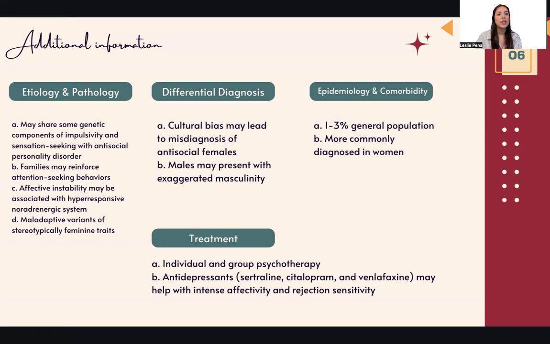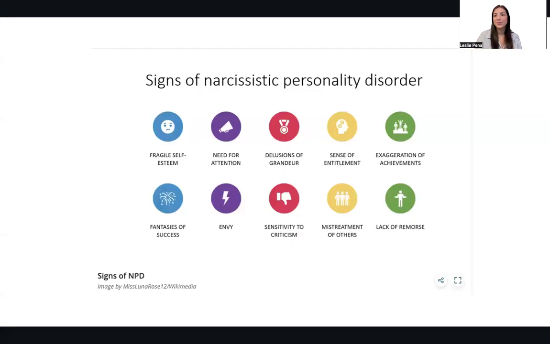They may share some genetic components of impulsivity and sensation seeking with antisocial personality disorders. Families may reinforce attention-seeking behaviors. Affective instability may be associated with a hyperresponsive noradrenal system, maladaptive variants of stereotypical feminine traits. For treatment, we can use individual and group psychotherapy, and antidepressants may help with the intense affectivity and rejection sensitivity.